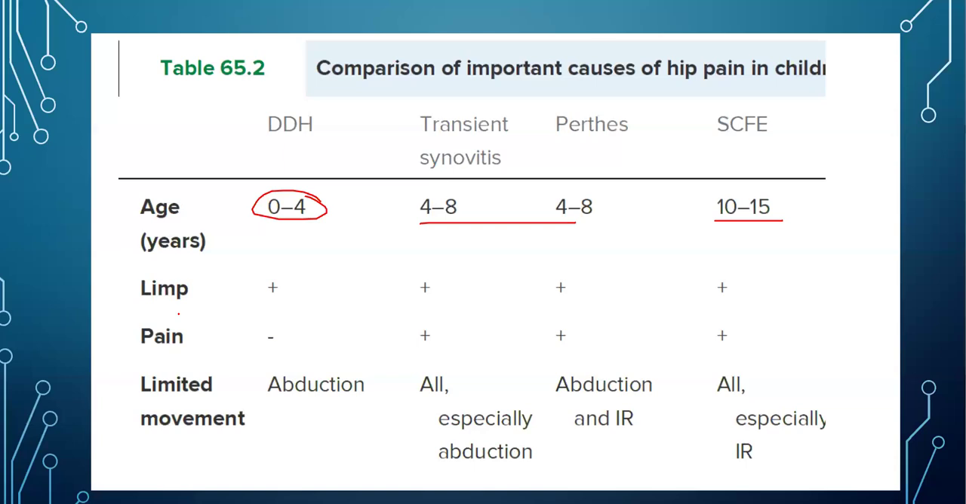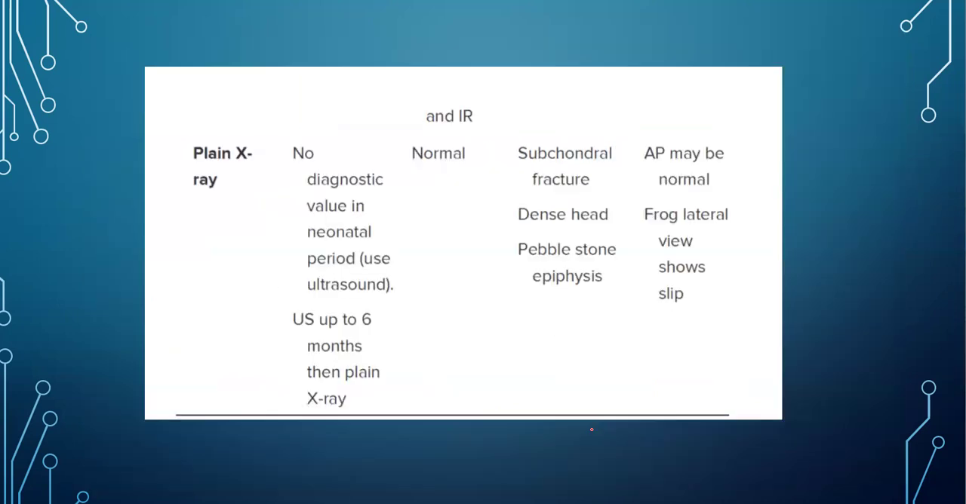All of these patients will come to you with pain and limping. Especially the pain will be around the hip joint, and they will have limited movement because of the pain. Abduction is the main one which will get affected, and also sometimes internal rotation, and sometimes all the movements can become restricted.